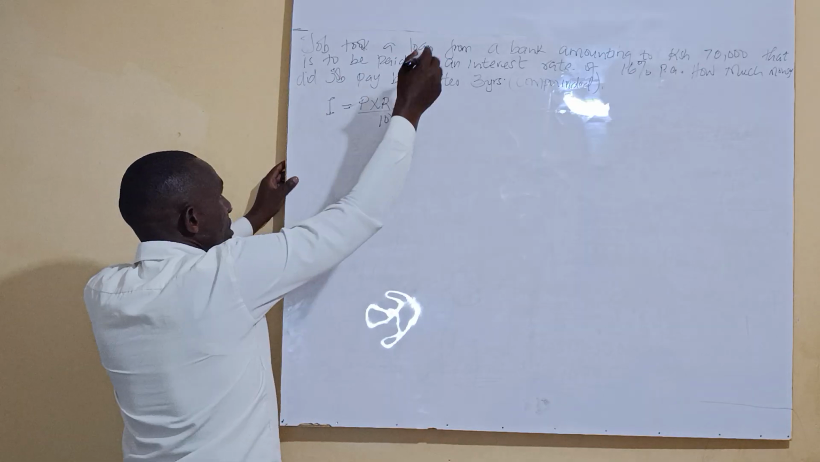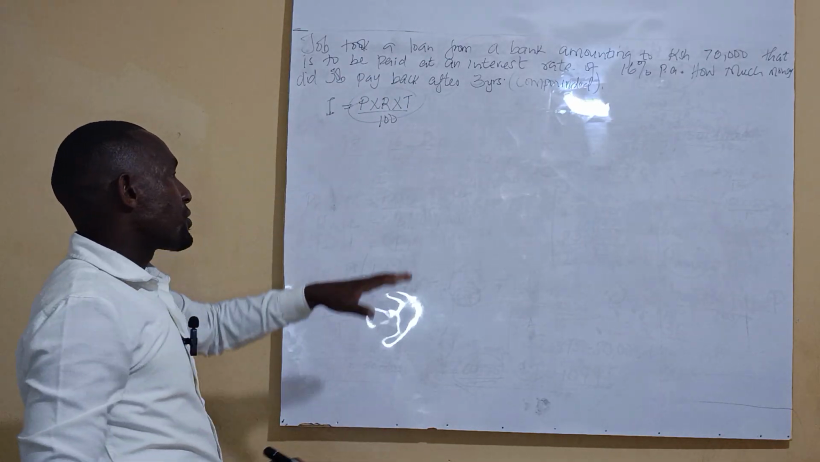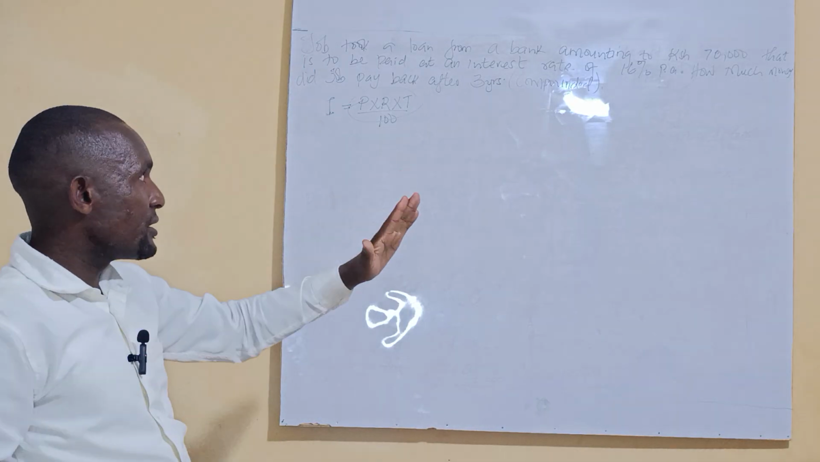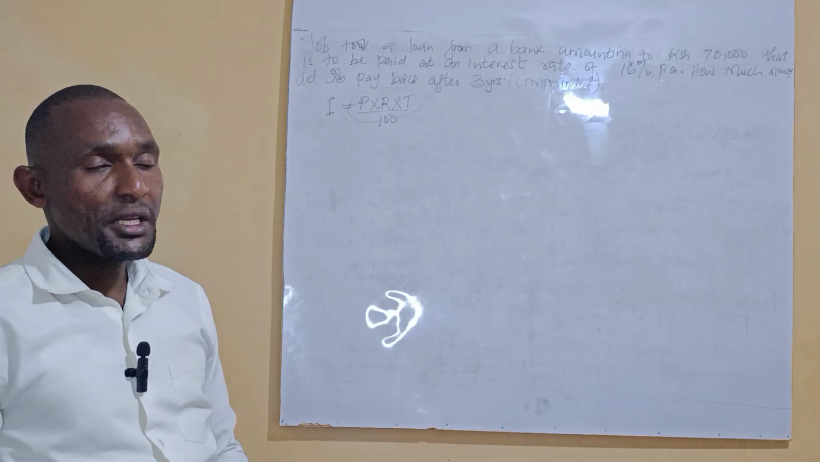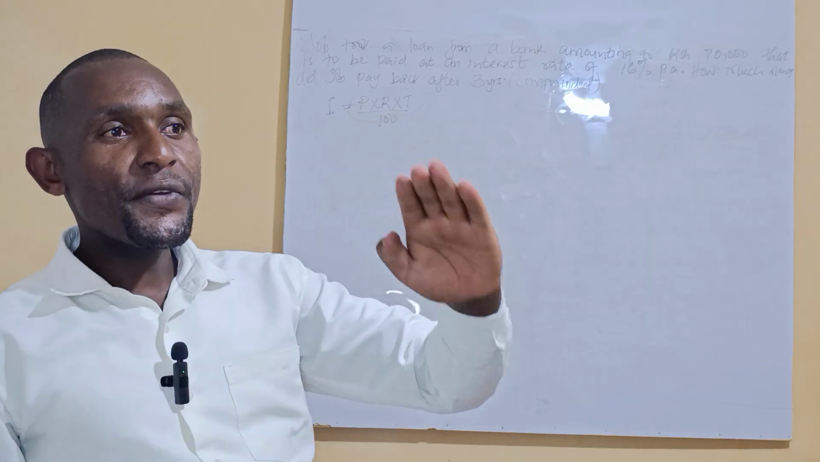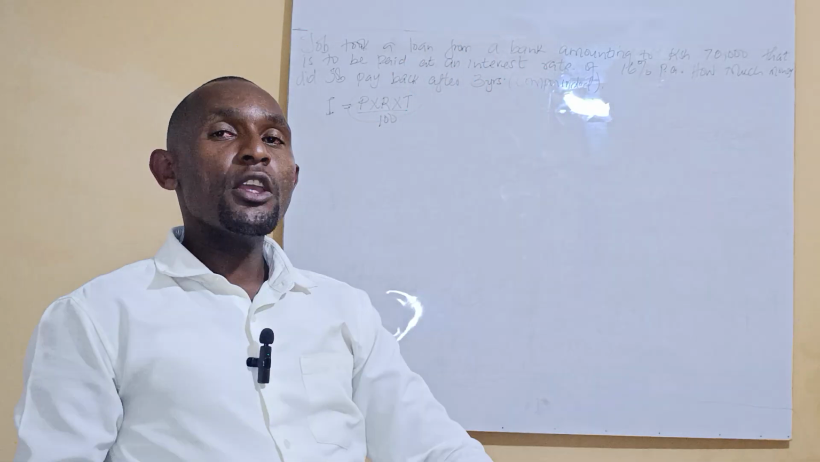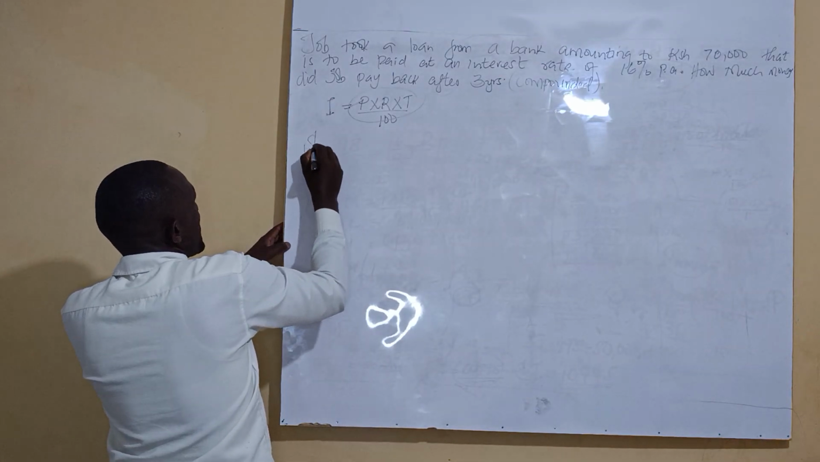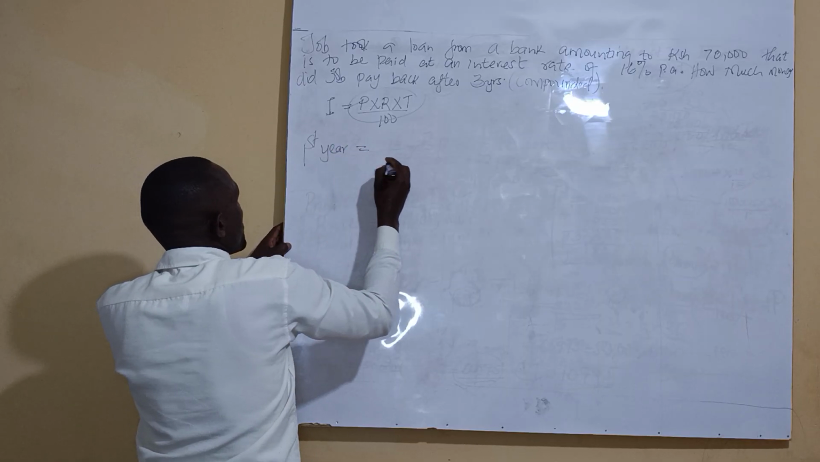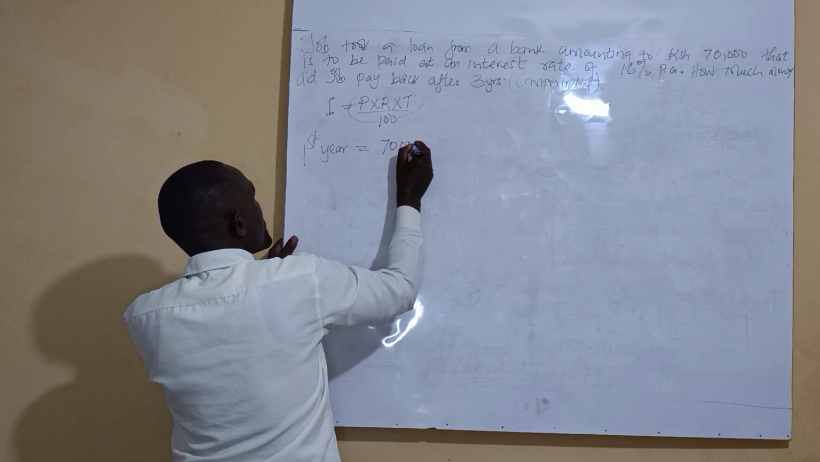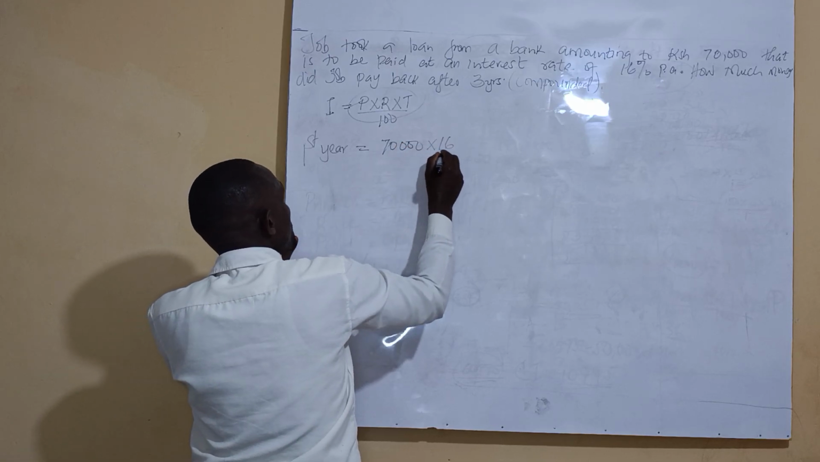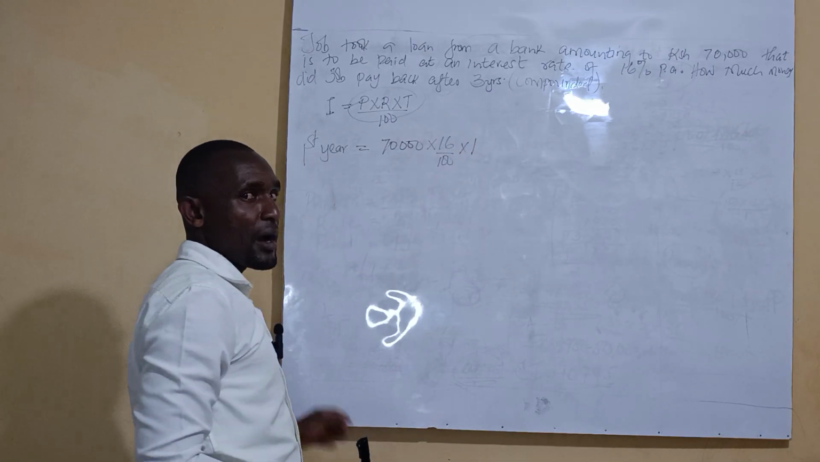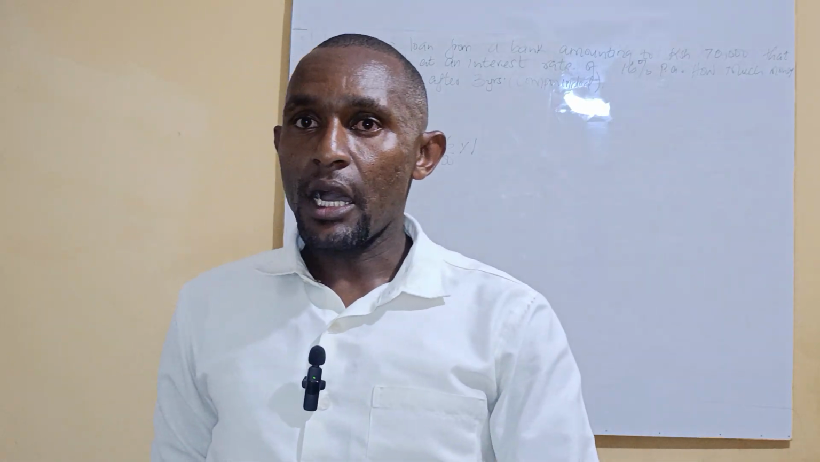So using the same formula, interest is equal to principal times rate times time, all over 100. We are going to take 70,000, multiply by the rate which is 16%, but you are going to do this every year. So you're not going to multiply by 3 years, you're going to multiply by 1 year. So we are going to talk about the first year. The first year, we are going to have 70,000 multiplied by 16% multiplied by 1 year.